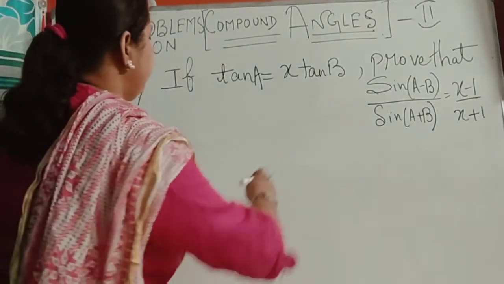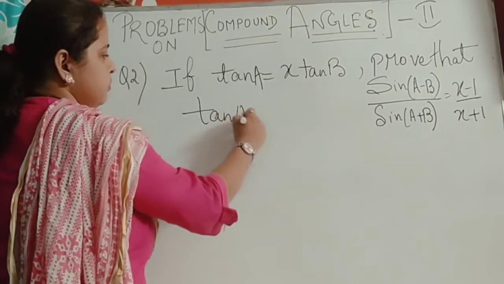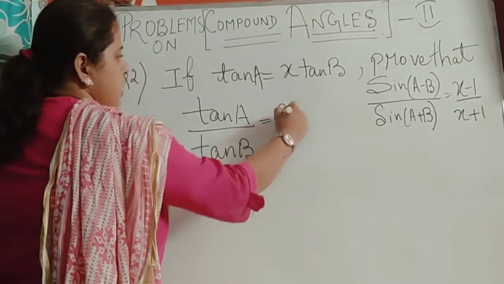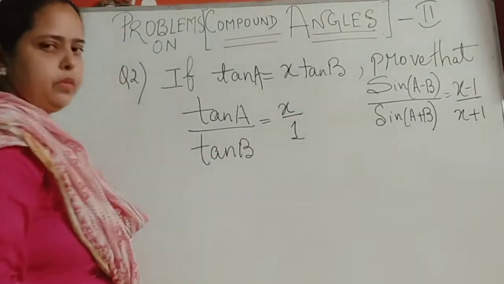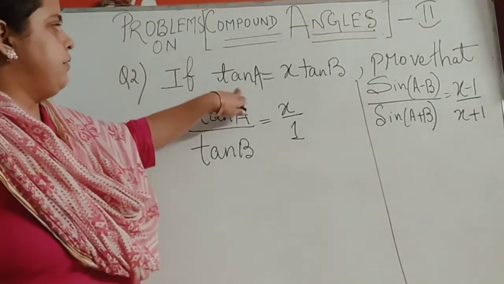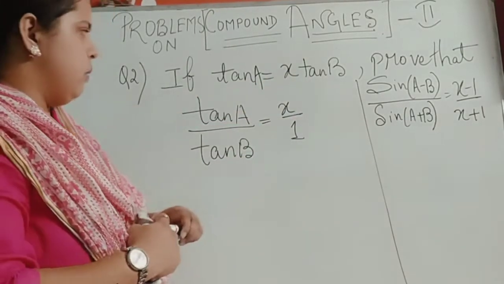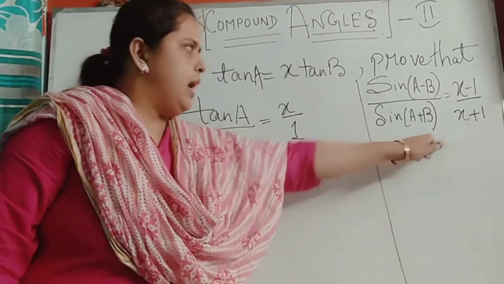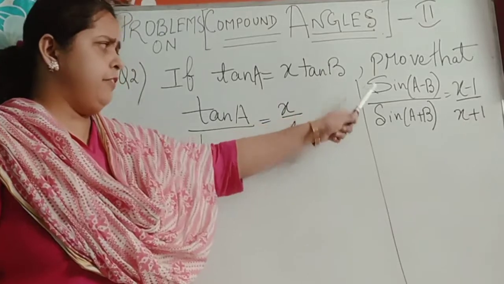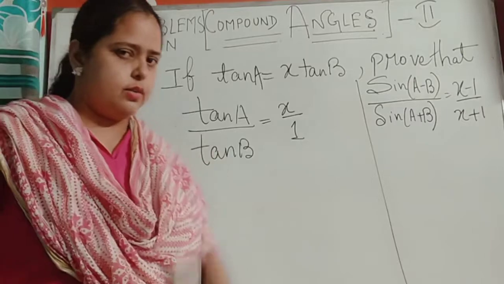Here componendo and dividendo I will be using, but first I have to rewrite the given part in a suitable way. See what I have written. I have written tan A by tan B as x by 1. Now, we can see here we have x minus 1 in the numerator and x plus 1 in the denominator. But everything is in sine. So, let's first convert this tan A and tan B into sine and cos.